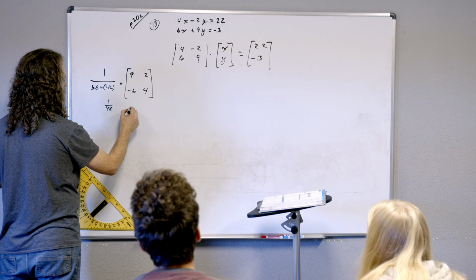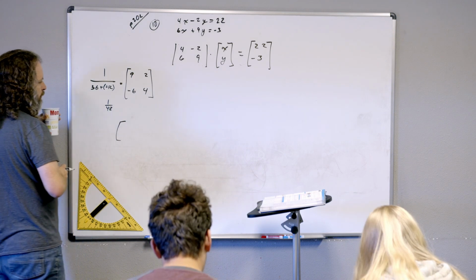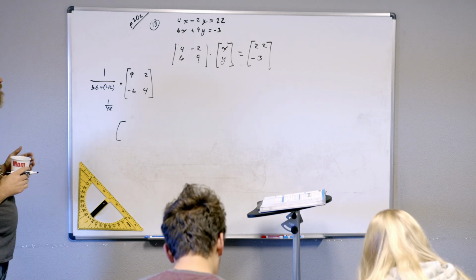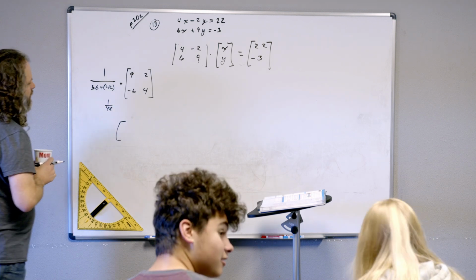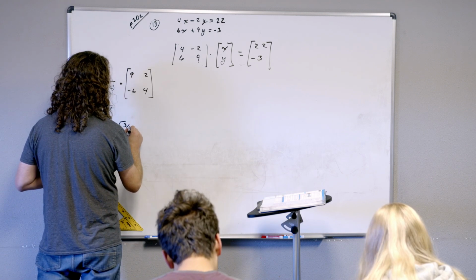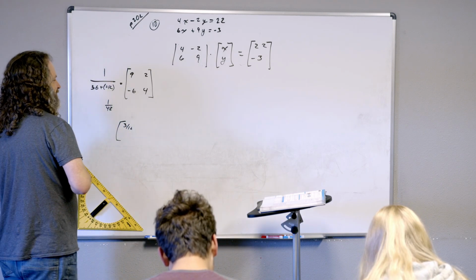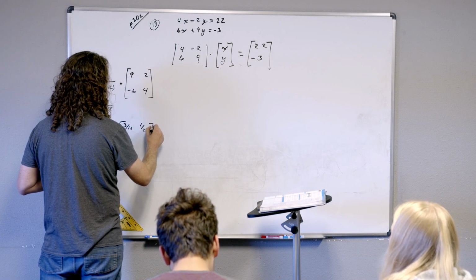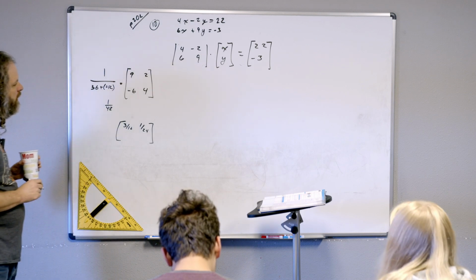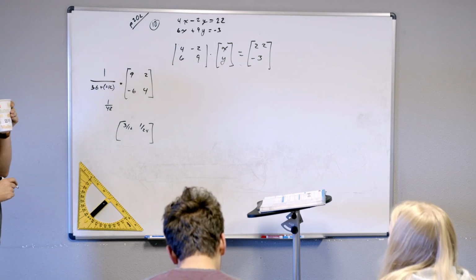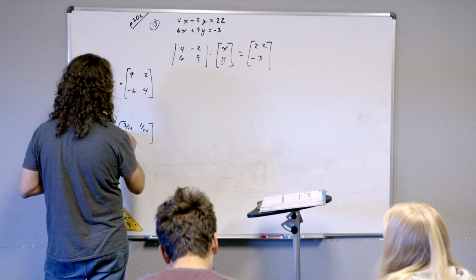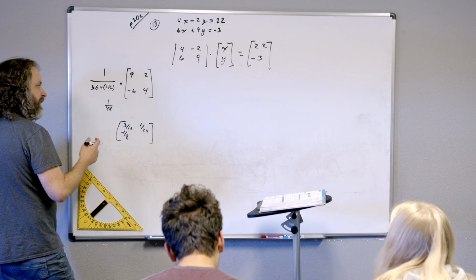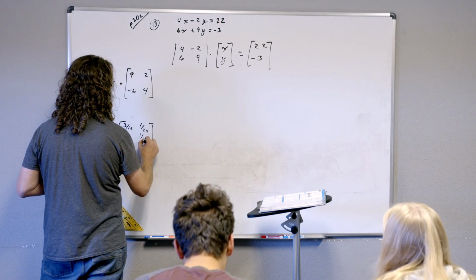So that would be 9 over 48. Does that reduce any? I think it does. 48 into 9, 3/16. Yeah, 3/16. And 2 48ths, that one easily reduces to 1/24. And then negative 6 48ths, I bet you that reduces. What does that reduce to? Negative 1/8. And then 4 48ths also easily reduces to 1/12.